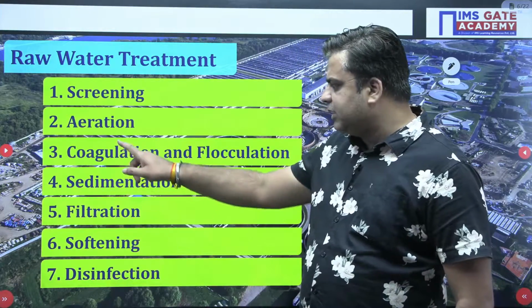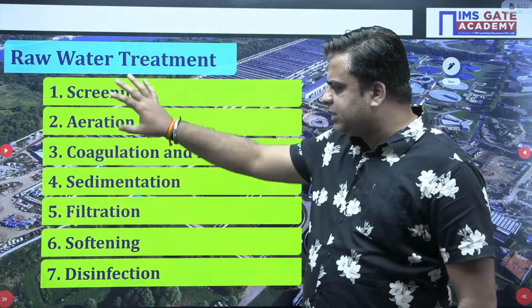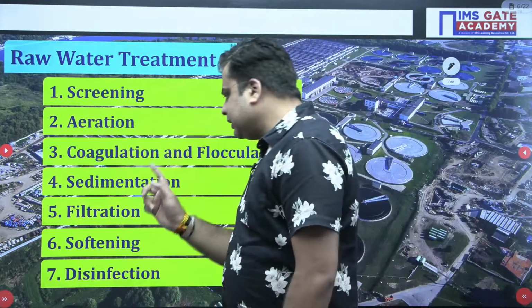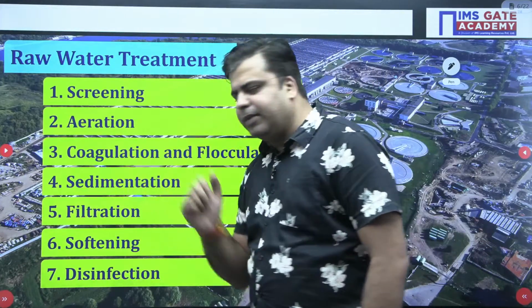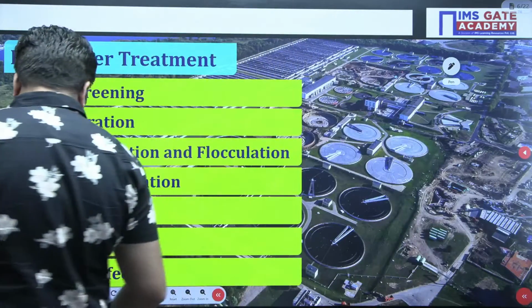This softening is done along with coagulation and flocculation, but almost only these 7 steps are usually performed for treating the raw water. Our area of study is this, sedimentation. But before that, I would like to make one thing clear to you.